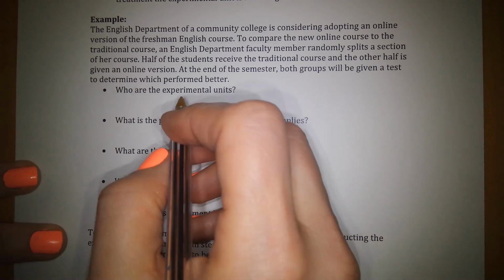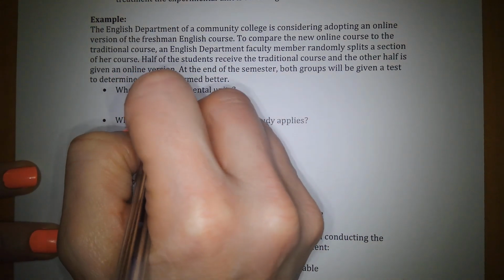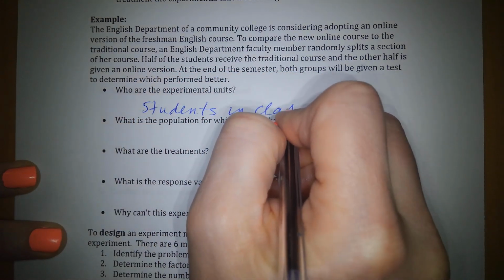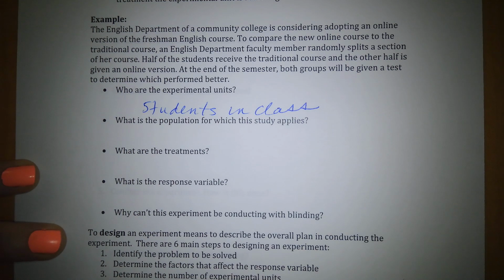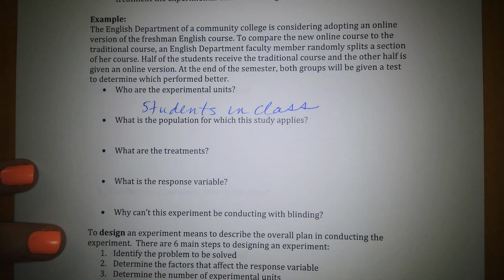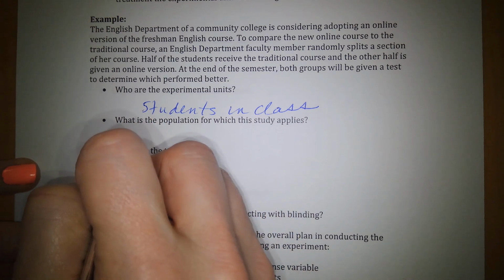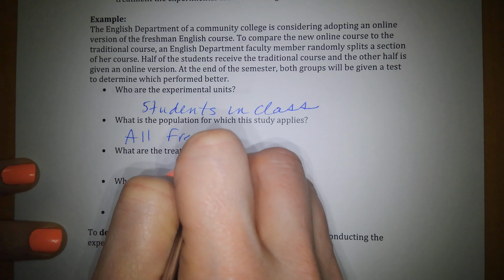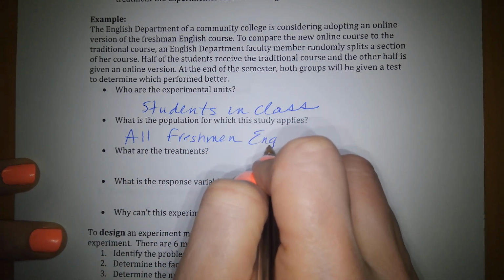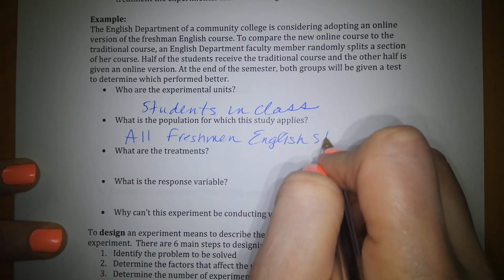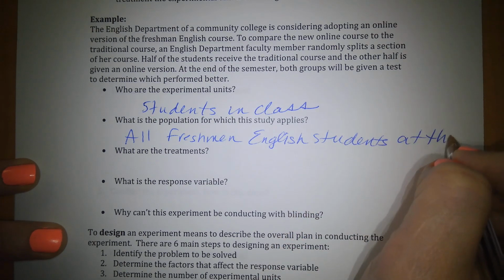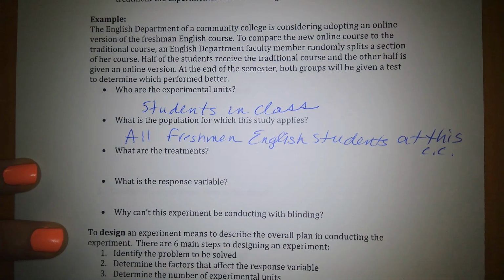The experimental units in this case will be the students in the class. What is the population for which the study applies? Well, it will be all freshman English students at this particular community college.